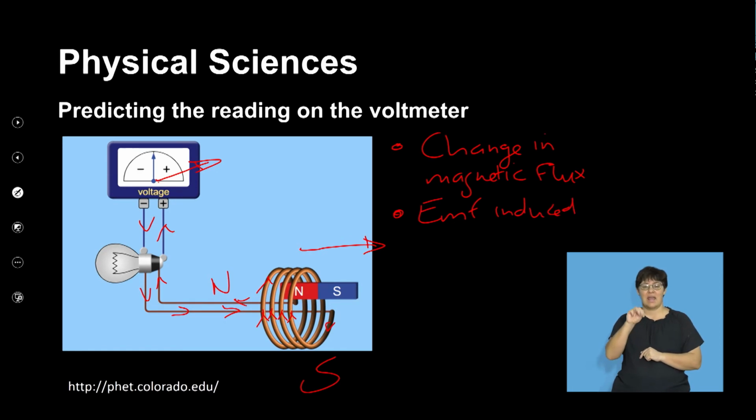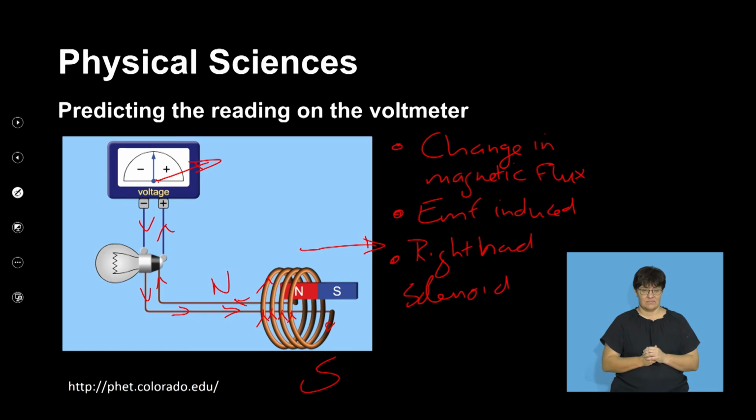And now we're going to say in which direction. We're going to apply Lenz's law. We're going to use the right-hand solenoid rule. And if you've got the right-hand solenoid rule, you can then decide in terms of the direction of the current.